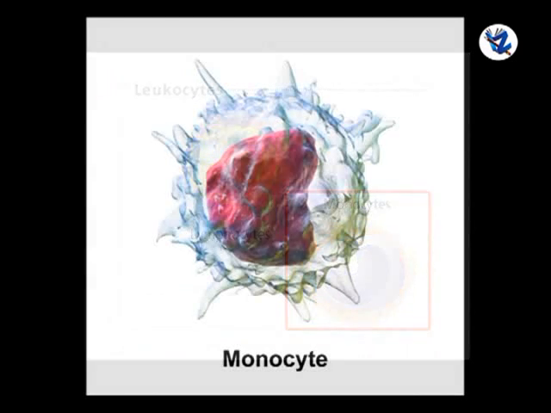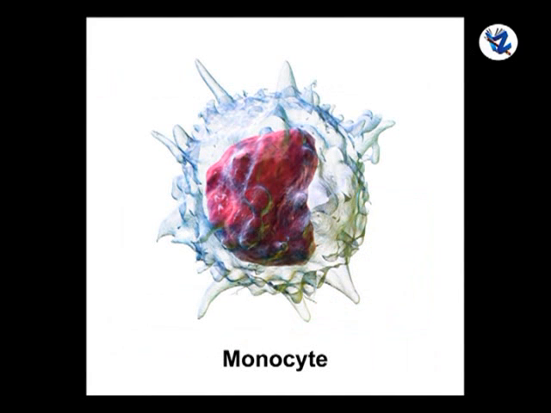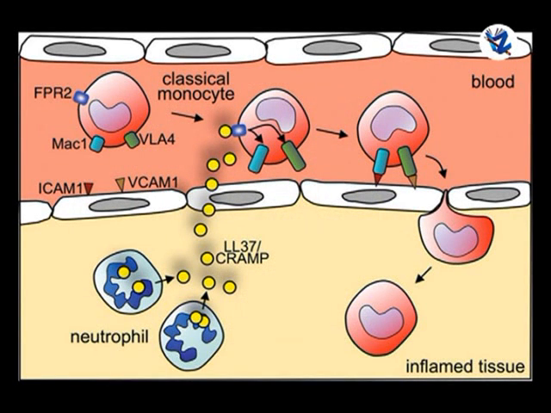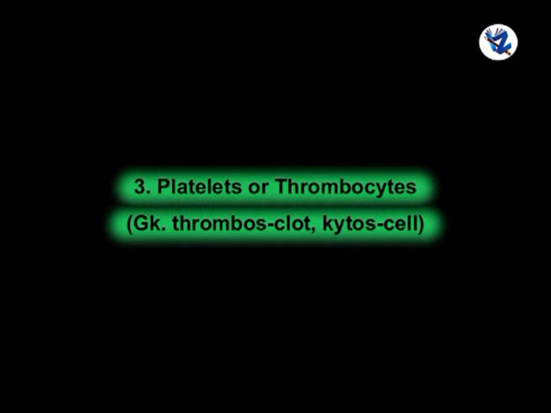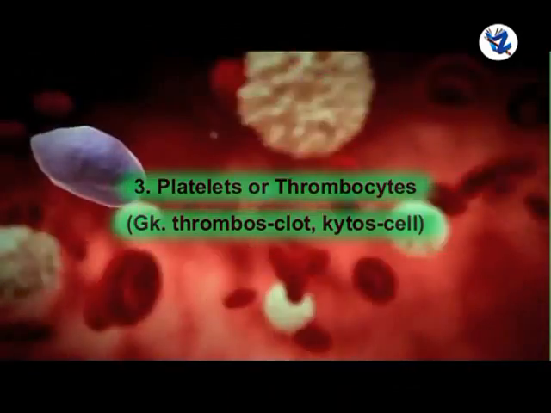Then monocytes. These are the largest of all WBCs and they show large kidney-shaped nucleus. They are phagocytic in function and at the site of infection, they engulf microorganisms and remove cell debris. Hence, they are called as scavengers. Then, the third blood corpuscle is platelets or thrombocytes.